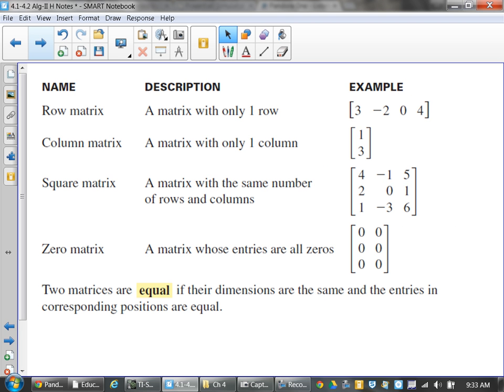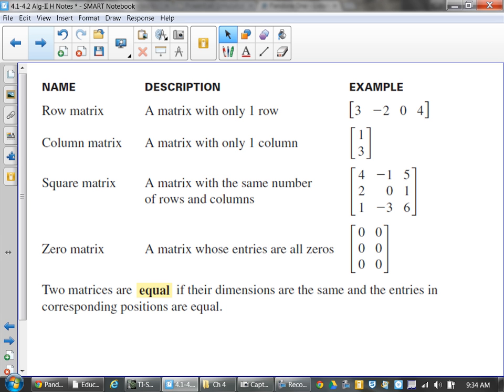Anyway, matrices. Don't write any of this down. They call them row matrices, column matrices, square matrices, zero matrices. If it's a row, there's just one row. If it's a column, there's just one column. If they say that it's 2x3, that means 2 rows, 3 columns. It's always rows, then columns. Rows, then columns.